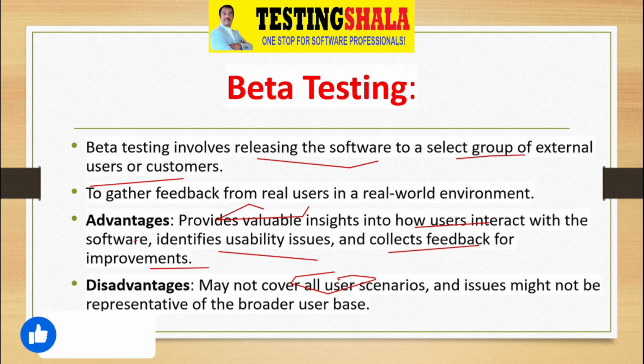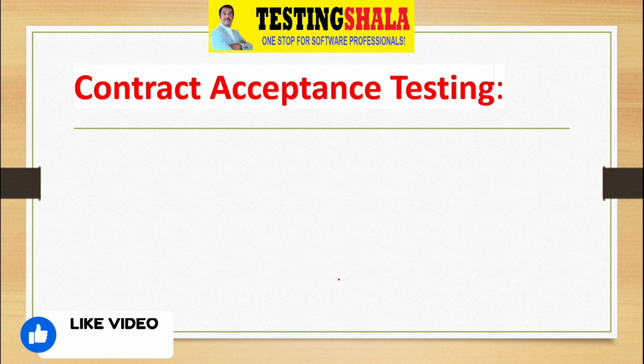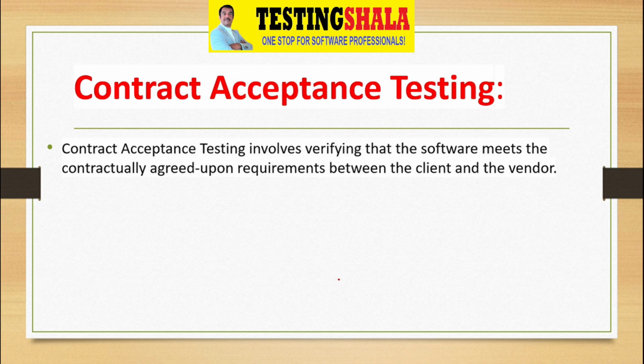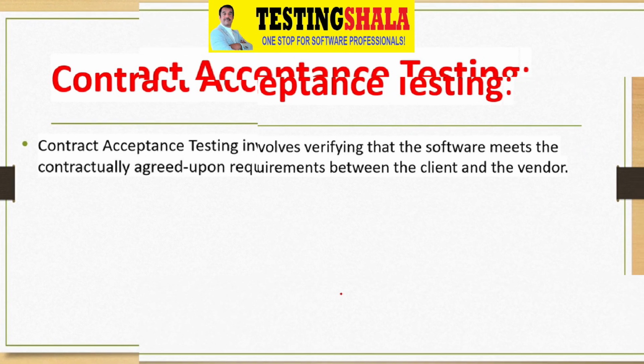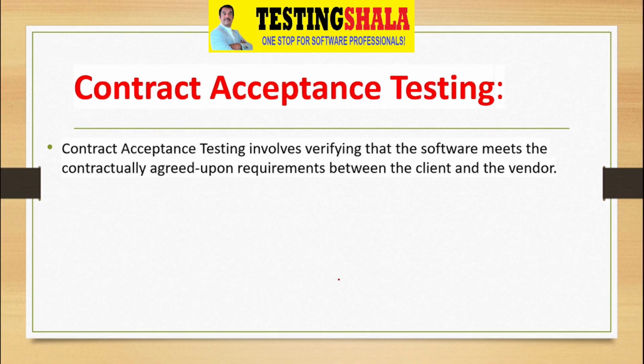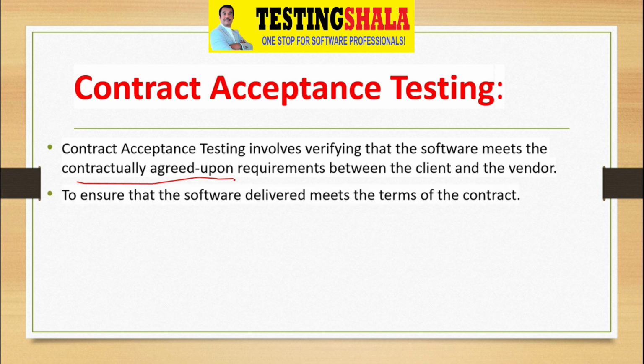The next type of acceptance testing is contract acceptance testing. Here we verify that the software meets the contractually agreed upon requirements between the client and the vendor. Whatever is defined in the contract will be validated as part of user acceptance testing. We define the terms of the contract and validate whether the software really meets them or not.